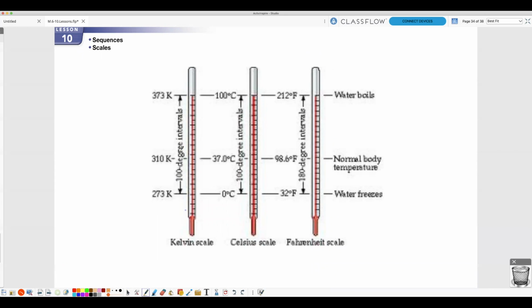You can see this is the Kelvin scale, the Celsius scale, and the Fahrenheit scale. These are all similar. Water boils at 212 degrees Fahrenheit. It's 100 degrees Celsius. On the Kelvin scale, it's 373 Kelvin. These are all going to measure the same types of things, water boiling, body temperature, and freezing water, but they are just measured in different units. Freezing water, 32 degrees Fahrenheit, 0 degrees Celsius, 273 degrees Kelvin.